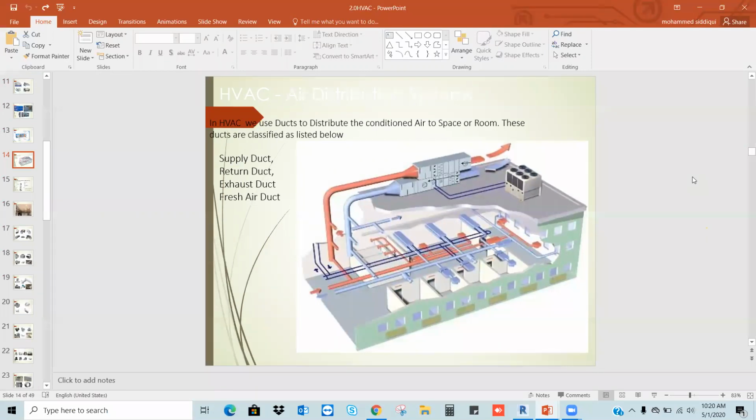So in the air conditioning system, as we discussed, we have the chiller and air handling unit. The chiller will generate the chilled water to get the cooling which we are going to supply to the room.